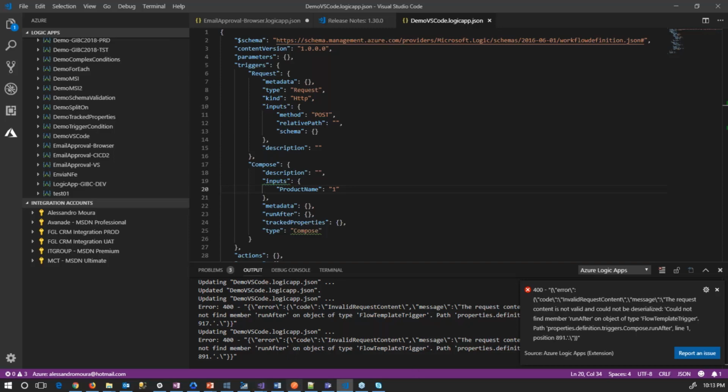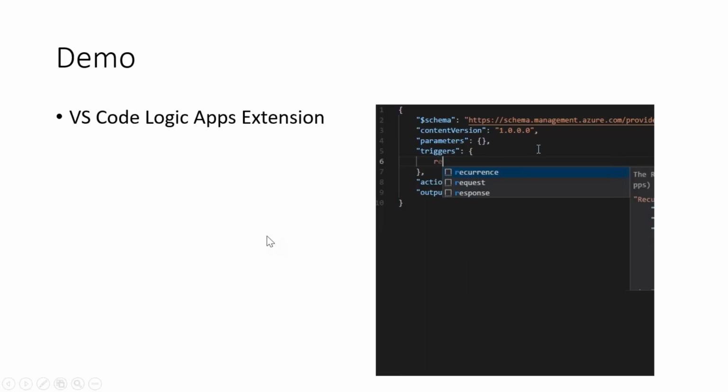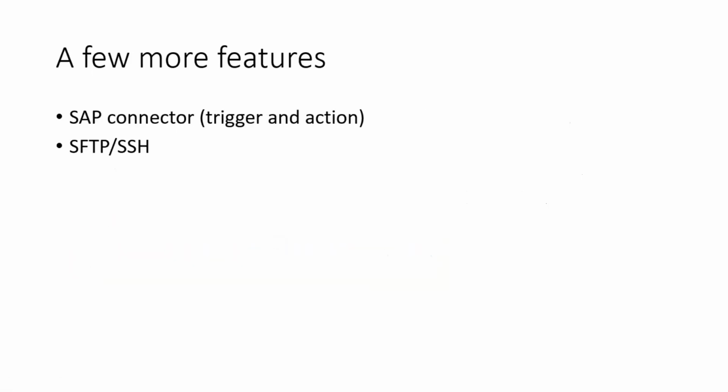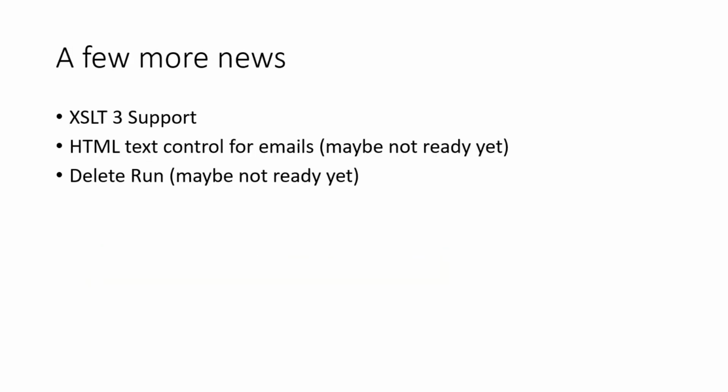Okay, so basically that's what I had to present to you guys. There's a few other things, but there's no more time to talk about it. They also released a SAP connector, the trigger part of the SAP connector. They released updates for the SFTP-SSH. They also added support for XSLT3 and a few other things like HTML text control for emails and being able to delete executions from the logic app.